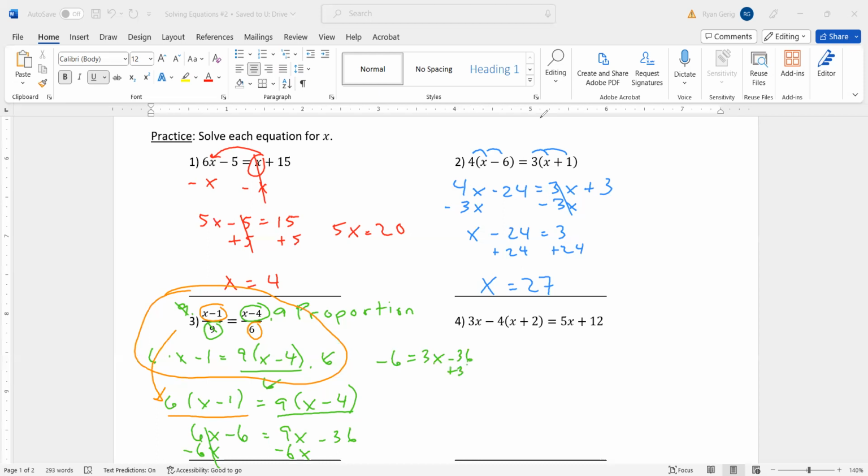Add 36 to both sides. Negative 6 plus 36 is 30. Divide by 3 to split the 3 and the x. I get x equals 10.